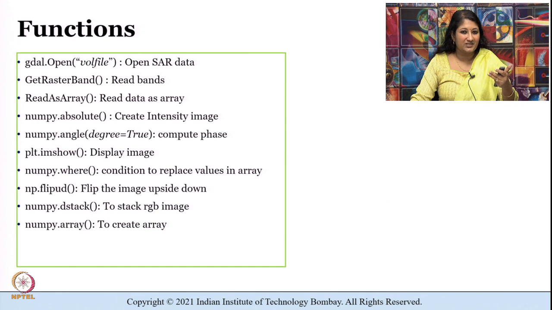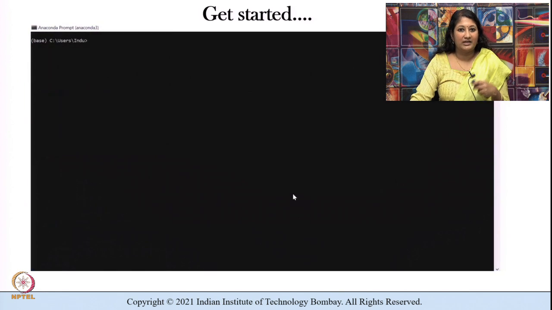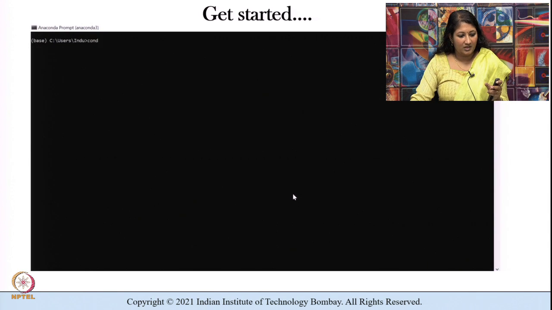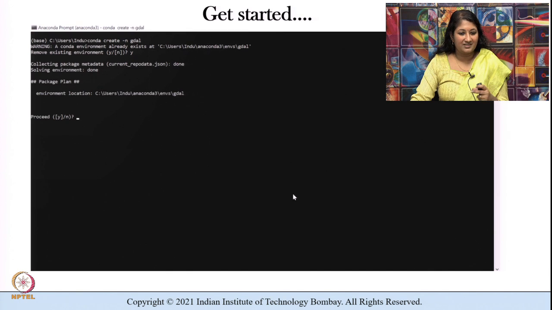Again, these are the specific functions which will be used as part of this tutorial, and feel free to pause as before. Okay, so what do we do to get started? To get ready as before, let me go to the command prompt and type the commands one by one. First I am going to type the command conda create -n gdal to create an environment. It is already created in my system, that is why it is displaying remove existing environment. If you are doing it for the first time, it starts creating. If you have not already done so, this is the first thing you have to do, create an environment. So I am going to type yes.